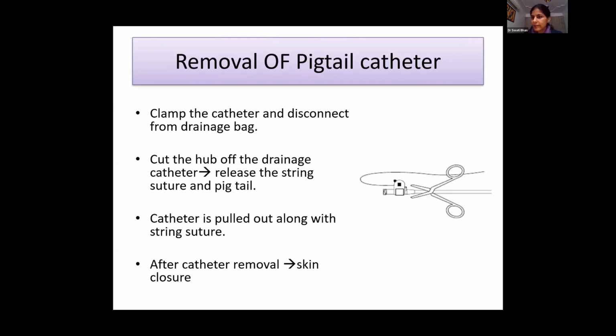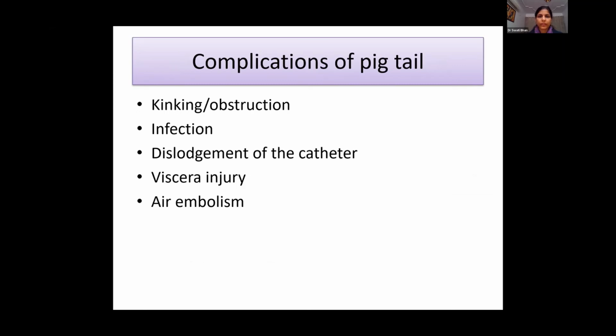Then once we have drained the fluid, or whatever indication for which the pigtail was put, we have to remove the pigtail. We should clamp the catheter and disconnect it from the drainage bag. Cut the hub of the drainage catheter and release the strings. String-sutured pigtail catheters were available previously, but now we have simple pigtail catheters which can be just removed after cutting the sutures.